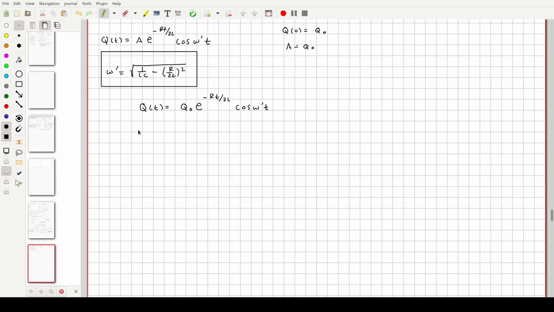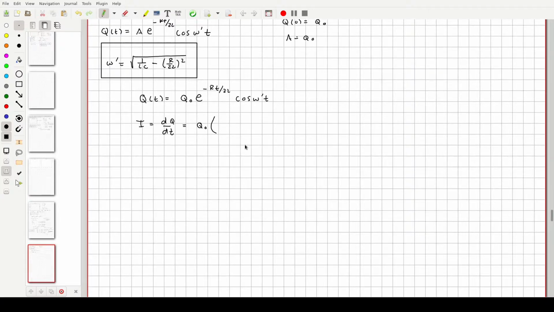My current I get by taking a derivative of Q with respect to time. So when I do dq dt here, Q naught comes out. That's constant. And I have a bit of a mess in here. I have to use not only the product rule, but also the chain rule. We'll start off with this term right here first. The derivative of this times this is going to bring down a minus R over 2L, give us an e to the minus RT over 2L back, and then we just have our cosine of omega prime t.